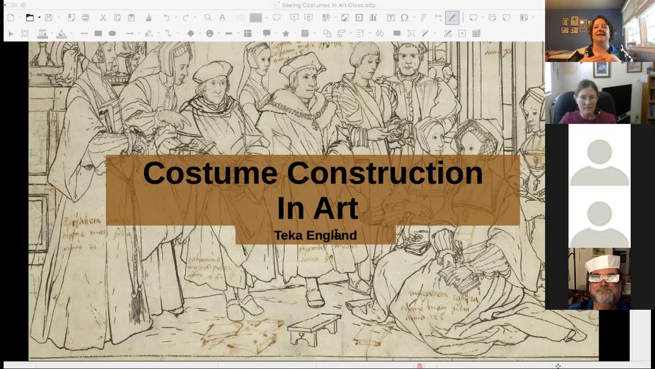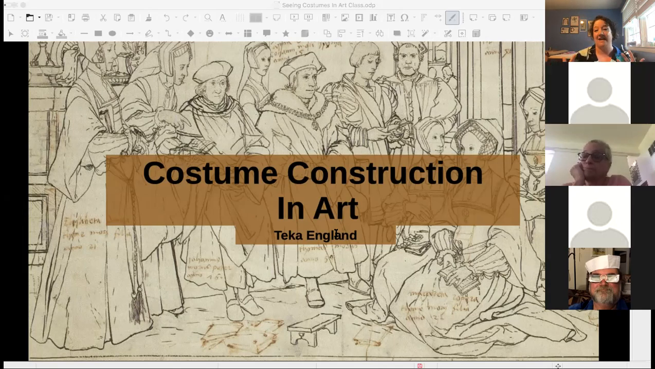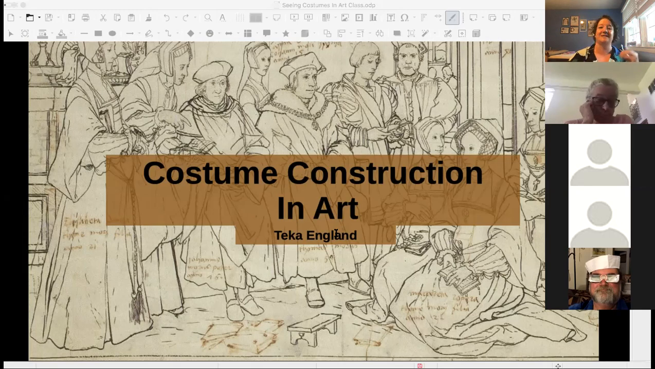I'll say that numerous times throughout this: if you're interested in getting better at seeing clothing construction and so forth in art, the best thing you can do is just stare at it. Stare at patterns, stare at clothes, stare at artwork, stare at everything, stare at people who have made them before, just keep learning.